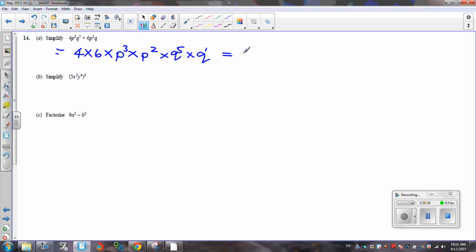So I can just multiply in order then. 4 times 6 is 24. Times, now if we do p cubed times p squared, we're going to add the powers, so it becomes p to the power 5. And if we do q to the power 5 times q to the power 1, again we add the powers, so I'm going to get q to the power 6. And I can lose the multiplication signs there and get 24 p to the power 5 q to the power 6.